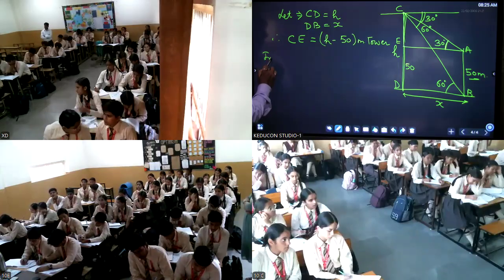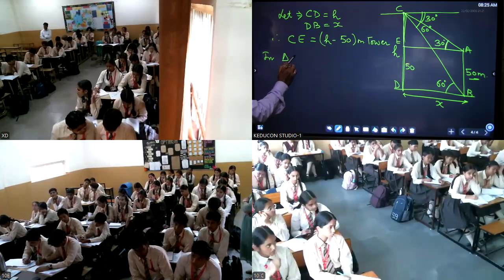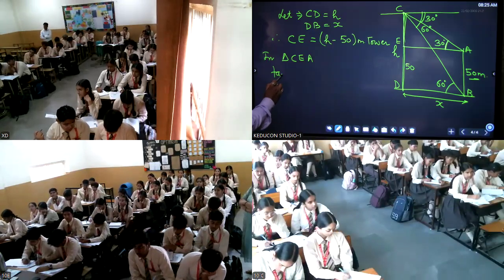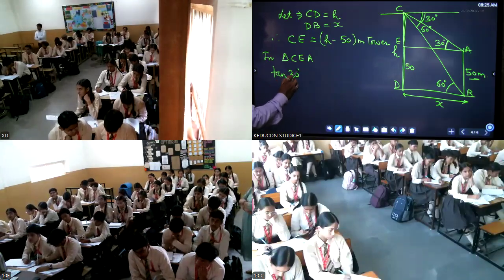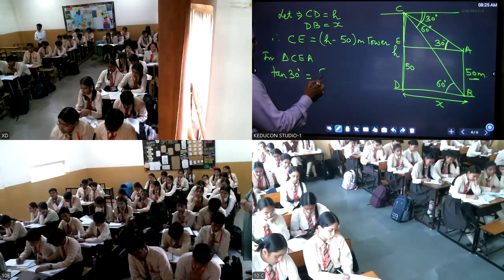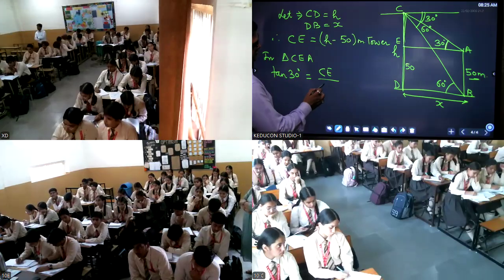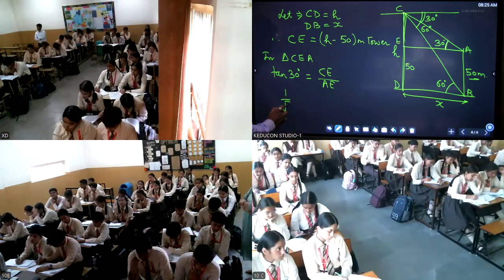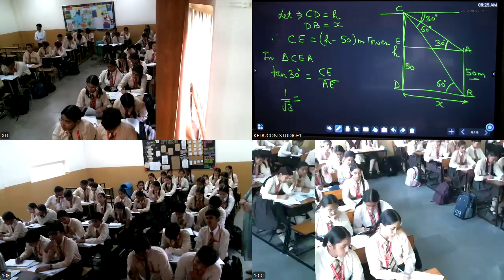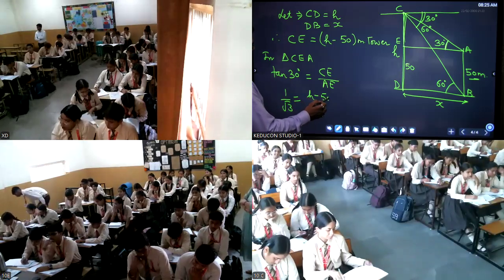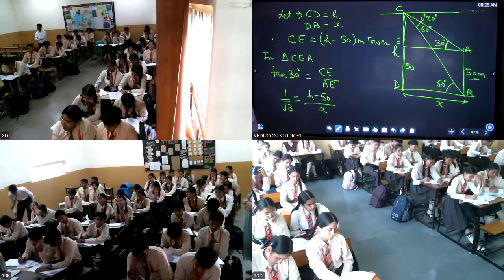h minus 50 meters. Now we will apply the concept of trigonometry, right? In triangle CEA, tan 30 degree will be, what will be tan 30 degree here? CE over x. Value of tan 30 is 1 by root 3 and CE is h minus 50 upon x. Is this clear बच्चों?